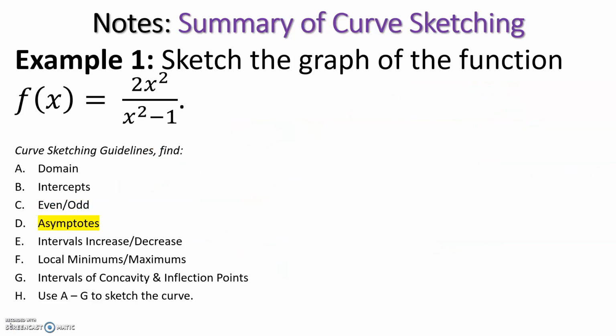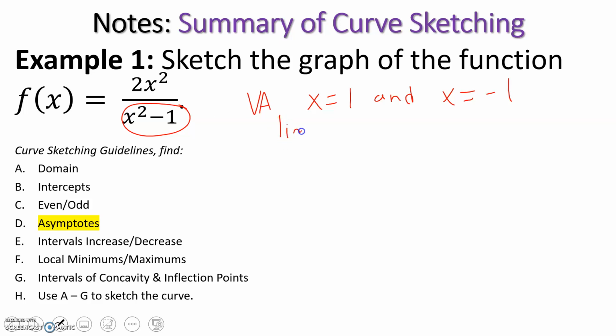Asymptotes occur when we have those domain issues, like we saw earlier. So those are our vertical asymptotes. We already found that we have vertical asymptotes at x equals 1 and x equals negative 1. Now, using calculus terms, we would simply look at the limit as x approaches those from the left and the right. So we have the limit as x approaches 1 of this 2x squared over x squared minus 1 from the right.